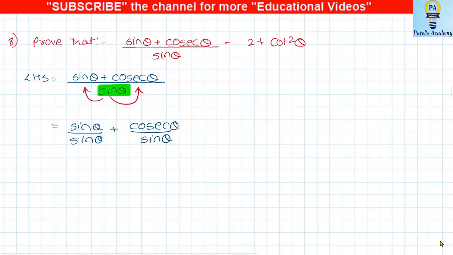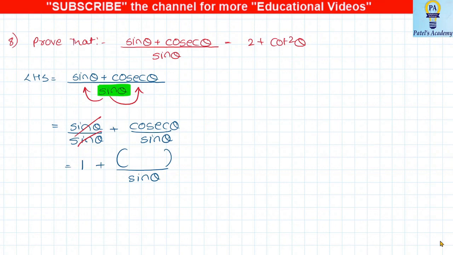Okay, so what will happen? Sin and sin will cancel. What I get is 1 plus, the sin theta as it is in the denominator. I will convert the numerator, that is cosec theta, in terms of sin. So cosec is 1 upon sin. Okay. Next step, 1 plus as it is.